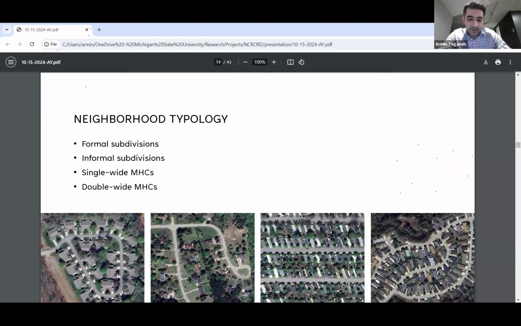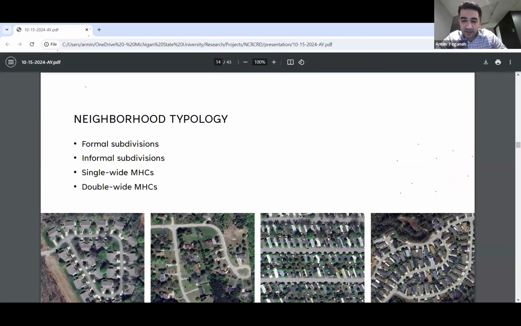So if you look at the aerial images of the housing stock, you can sort of distinguish between different types or typologies, like formal subdivisions, informal subdivisions, and single wide and double wide manufactured housing communities. And the double wides are primarily the single wide structures put together, as two units that are attached to each other just to give more space to the occupants.